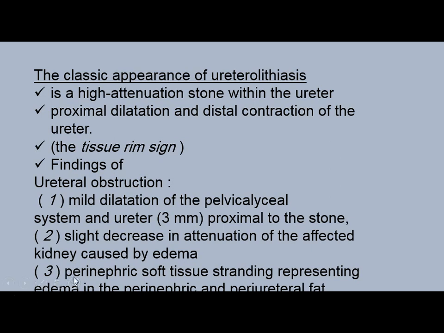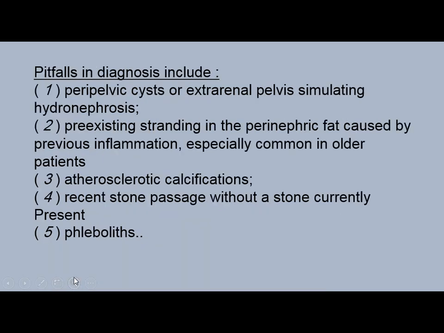And the third one is perinephric soft tissue stranding representing edema in the perinephric and periureteric fat. This is due to obstruction. So what are the pitfalls in the diagnosis of ureteric stone? First, peripelvic cysts or extrarenal pelvis simulating hydronephrosis. But of course, there is no excretion of the contrast, and they are not communicating with the pelvicalyceal system. Second, pre-existing stranding in the perinephric fat caused by previous inflammation, especially common in the older patient.